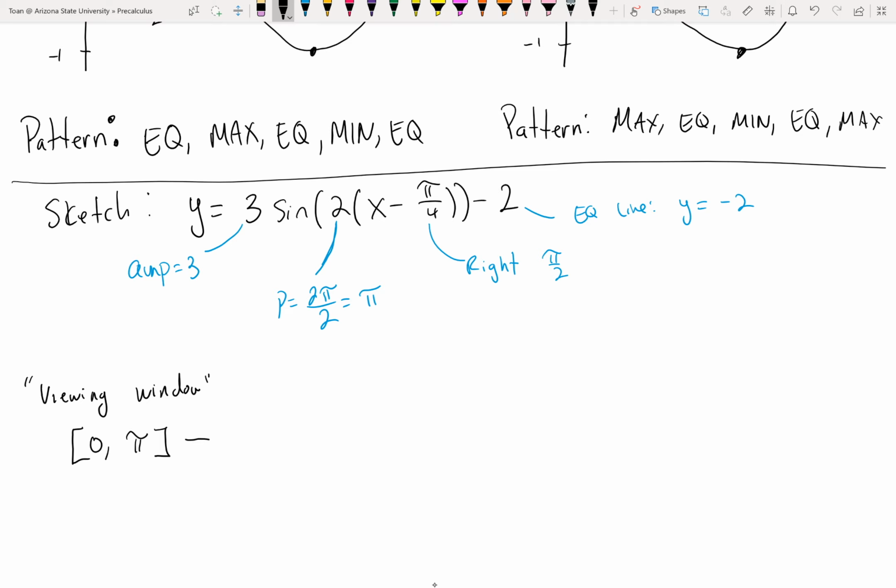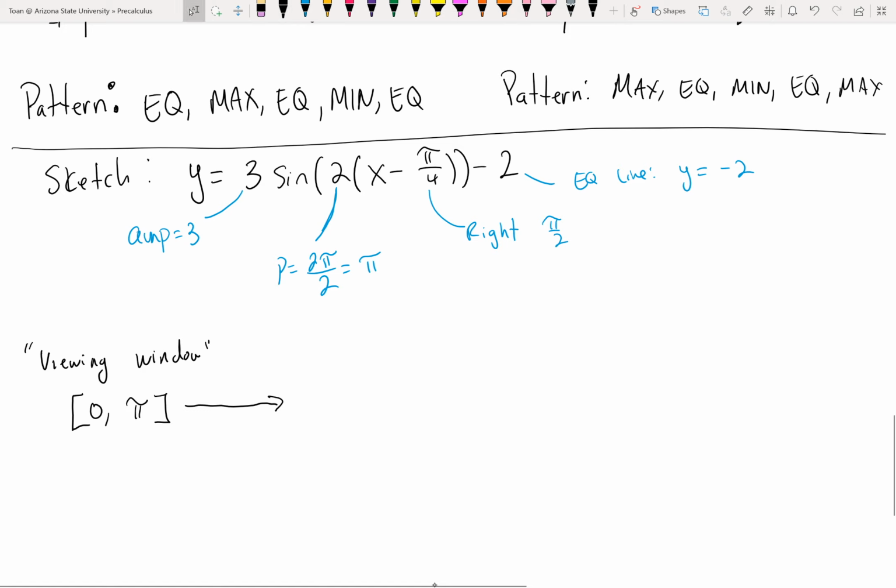But of course, we had a phase shift, right? According to our function, we have a right by pi. Why did I put a half? It should be pi fourths. We have a right by pi fourths. So what you have to do is just shift these guys here to the right.